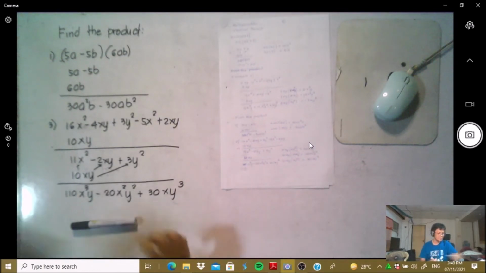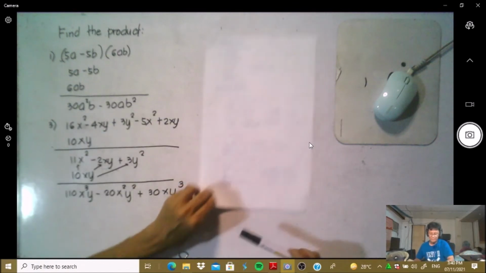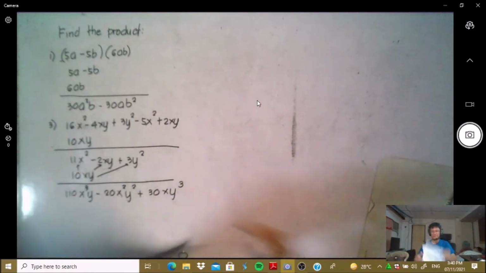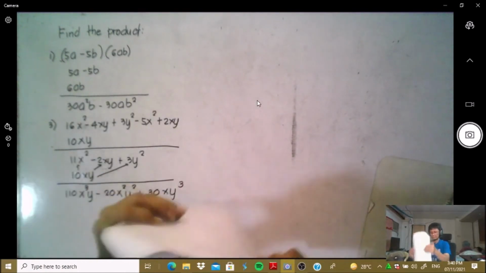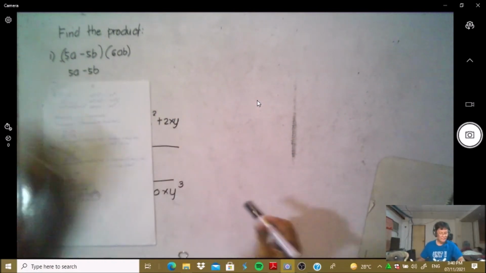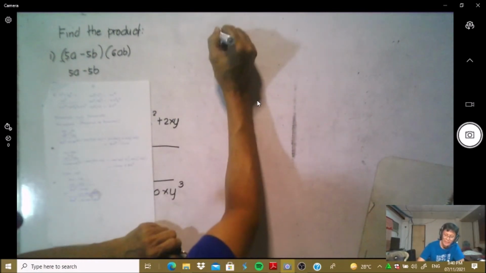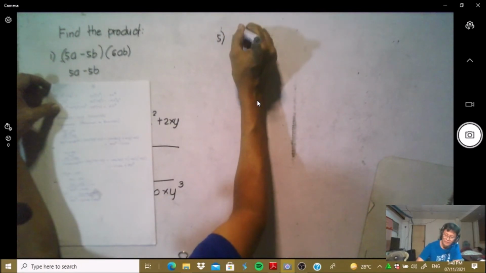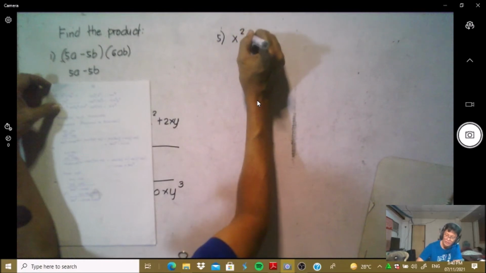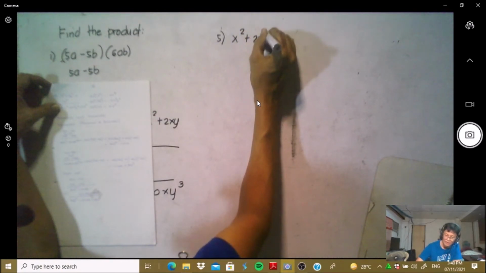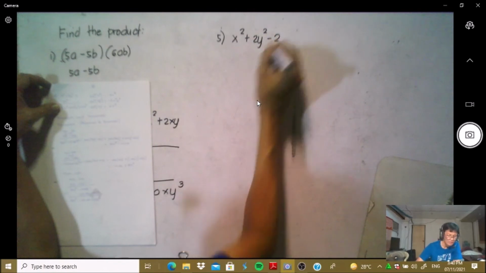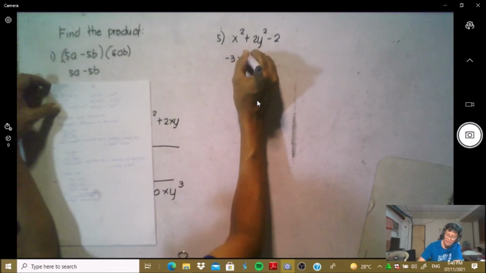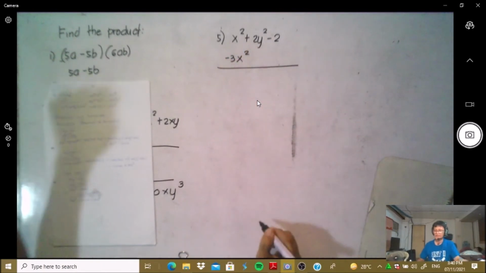Let's proceed to the next. We have number 5. Okay, for number 5, we have x squared plus 2y squared minus 2 multiplied by negative 3x squared. Okay, so we have x squared, y squared.